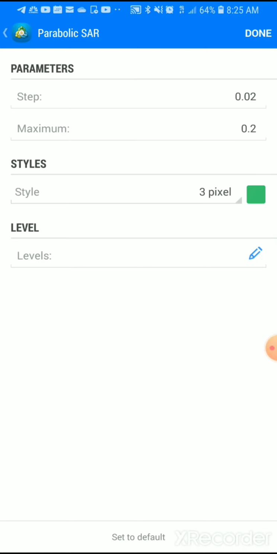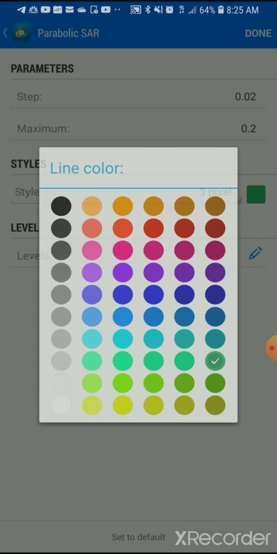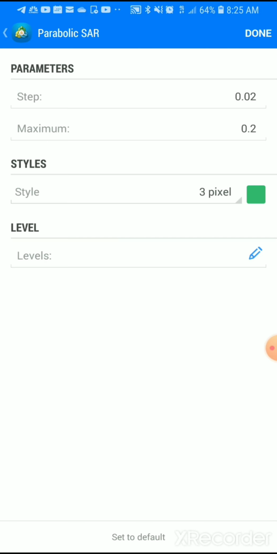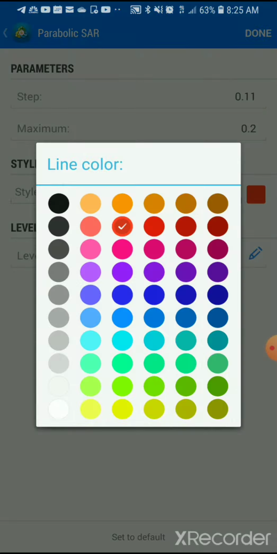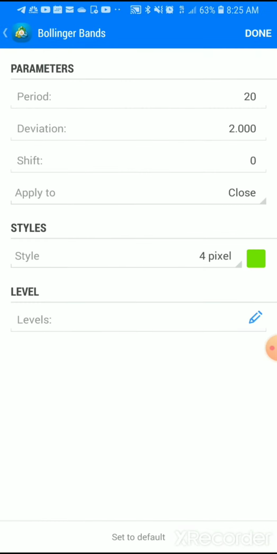Parabolic SARs, those are green, 0.02, and then 0.2 for the max. You can feel free to set it exactly like this, so if you do reach out to me asking me questions, I know exactly what you're talking about. All right, and the second parabolic SAR is red. It's set to 0.11 on the step and 0.2 on the max, 3 pixel, and it's like a reddish orange looking color. And then we have our Bollinger Bands, which is default. Period of 20, deviation of 2, shift 0, apply to close, style 4, and it's green as well.